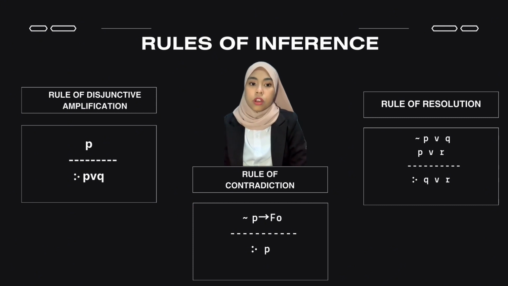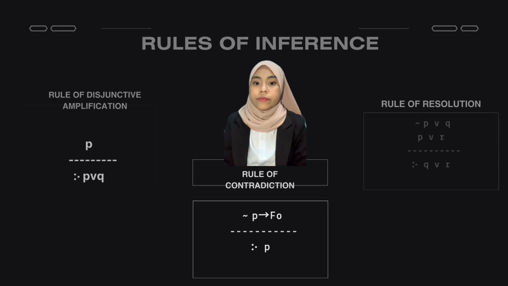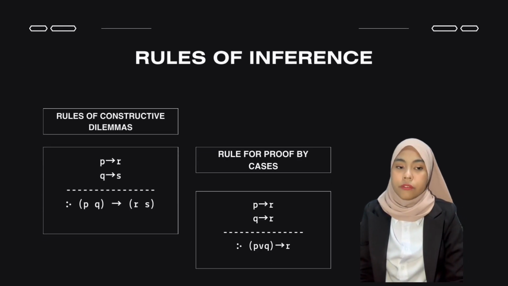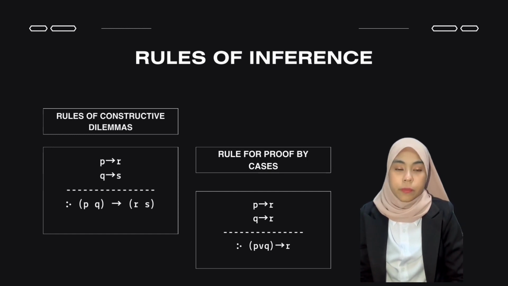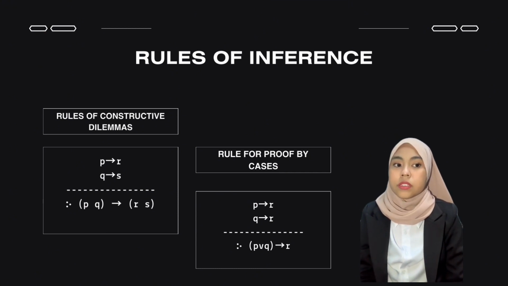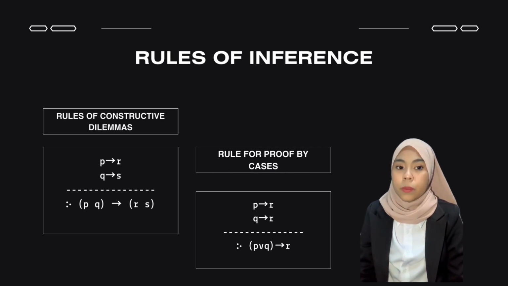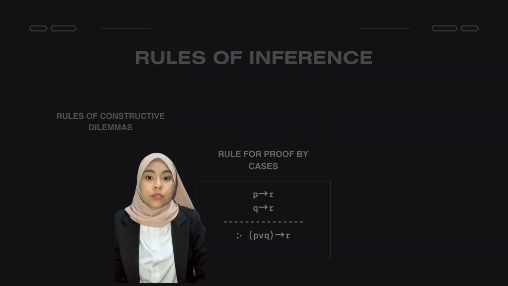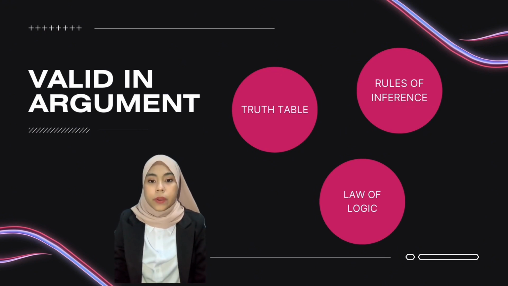9. Rule of resolution is where two premises are said to be resolved. 10. Rule of constructive dilemma is a valid rule of inference of propositional logic. And the last one is rule for proof by cases, a mathematical method that aims to exhaust all possibilities by splitting the problem into parts, so that a valid argument can be solved with three solutions, which are rules of inference, truth table, or law of logic.